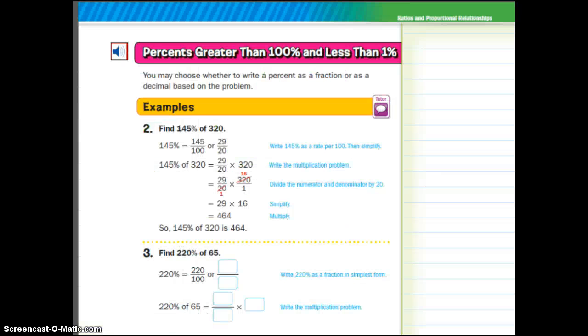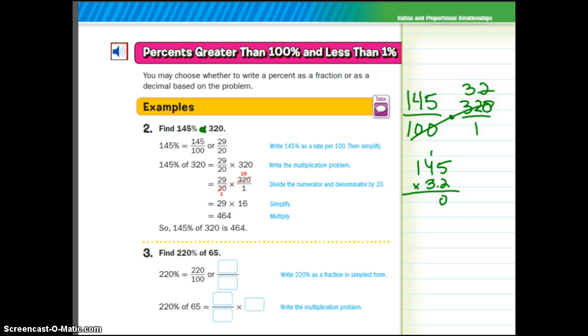So now we're dealing with percents greater than 100 or less than 1. It's the same thing, you just have a little bit harder math. So in this case, we have 145% of 320. So of is multiplication. So that's 145 over 100 times 320 over 1. 100 goes into 320 3.2 times. 145 times 3.2.